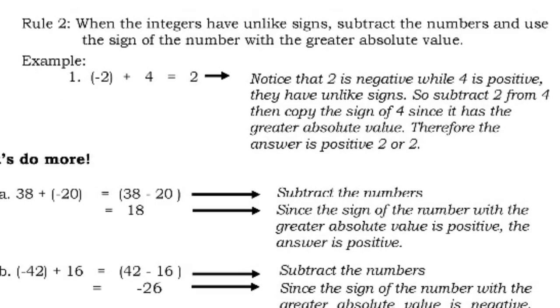Rule number 2. When the integers have unlike signs, subtract the numbers and use the sign of the number with the greater absolute value. So example, negative 2 plus 4 equals 2. Notice that 2 is negative while 4 is positive. They have unlike signs, so you're going to subtract 2 from 4. So you're going to have 4 minus 2, that will be 2. Then the sign of 4 is positive, so you're going to copy the sign of 4 because it has a greater absolute value. Therefore, the answer is positive 2 or simply 2.